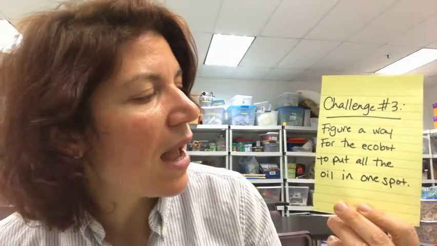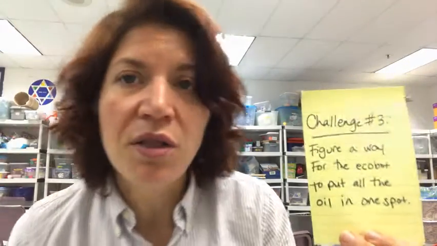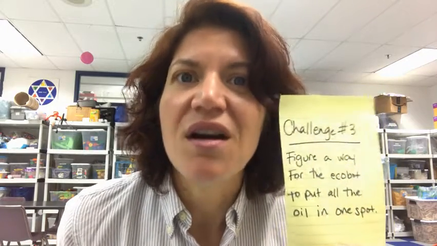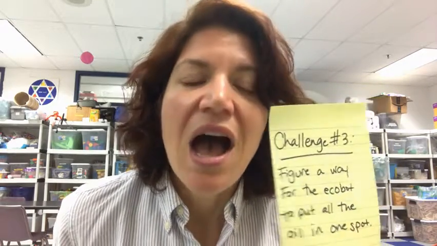Challenge number 3 is to figure a way for the ecobot to put all the oil in one spot. I'm going to tell you, this is a hard challenge. See if you can get all of the rice in one pile. So once you've made a boundary, once you've made your ecobot the most effective ecobot you can with a tool on it, see if you can get it to move all the rice to one spot for cleanup.